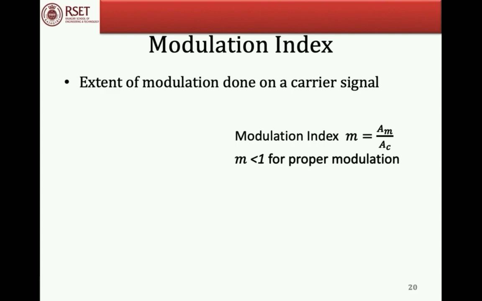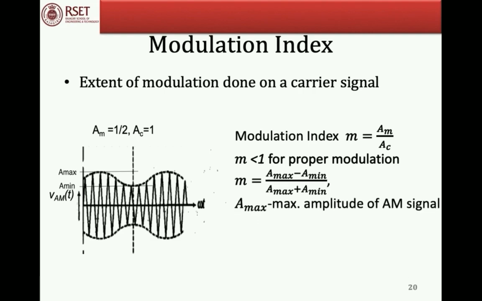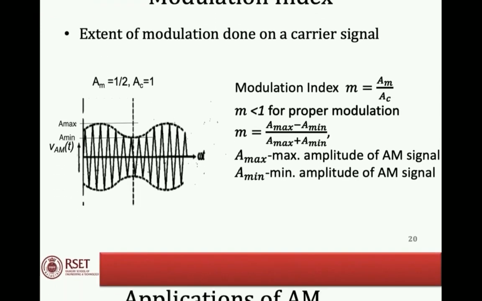Modulation index can also be calculated from the received AM signal. If this is the received AM signal, let Amax be the maximum amplitude of the AM wave and Amin be the minimum value of the AM wave. Then the modulation index is given by (Amax minus Amin) by (Amax plus Amin), where Amax is the maximum amplitude of AM and Amin is the minimum amplitude of AM.